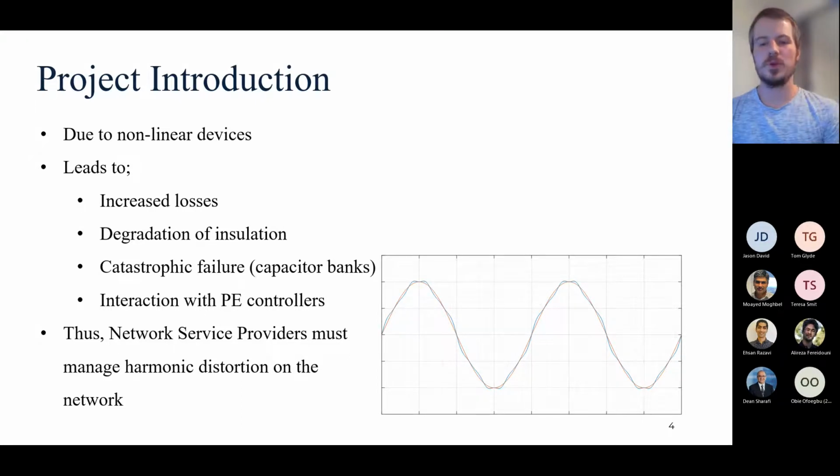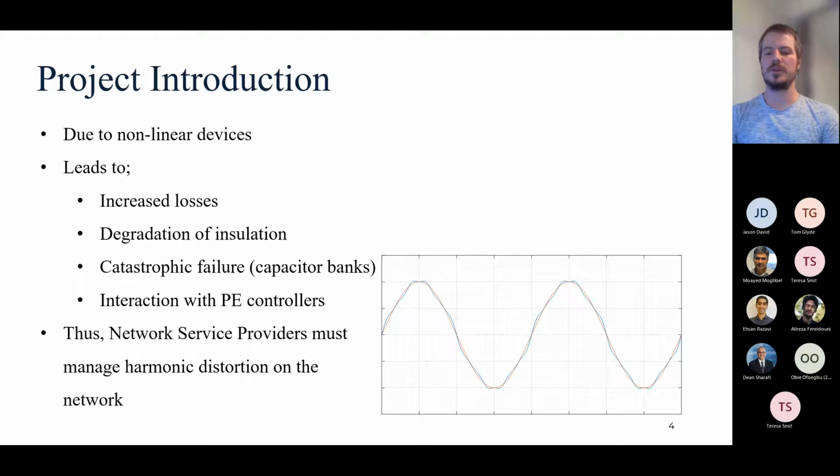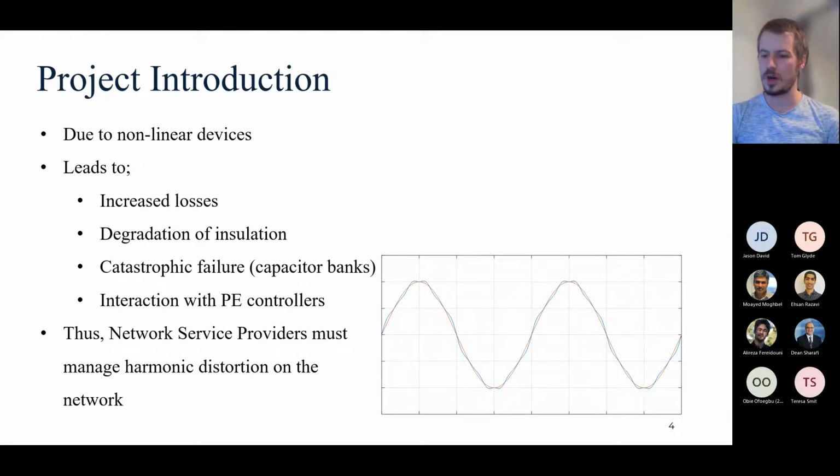So very briefly, when we talk about harmonic distortion, there are some things that it is, and some things that it is not, at least in this context. One thing that it is not that we're talking about here is transient interactions. We're not talking about short-term effects. We are talking about long-term steady state harmonic distortion.